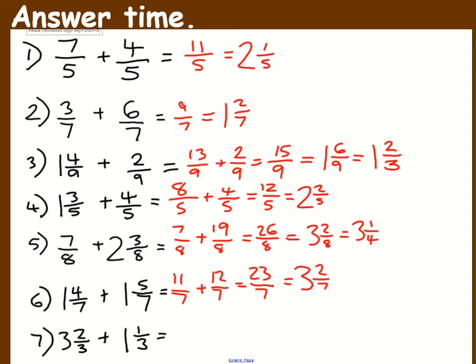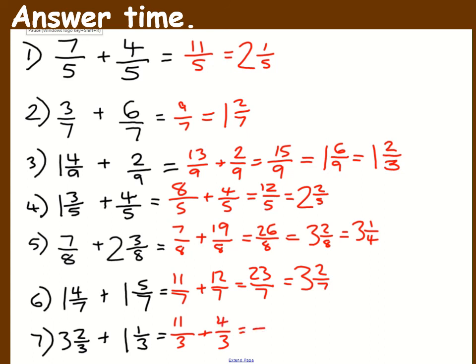And finally, we've got 3 and 2/3 and 1 and 1/3. So again, we've got 2 whole numbers that we need to add here. Let's turn everything into thirds, shall we? There we go. Let's put that in to remind me. 3 3s are 9, plus 2 more is 11. And then on the other side, we've got 1 whole is 3, plus 1 more is 4.